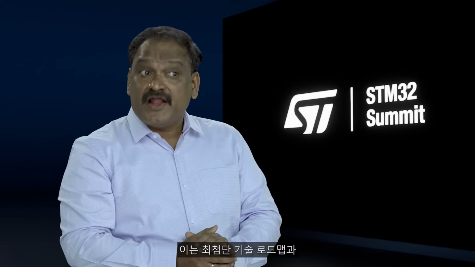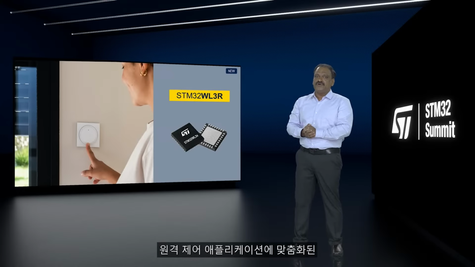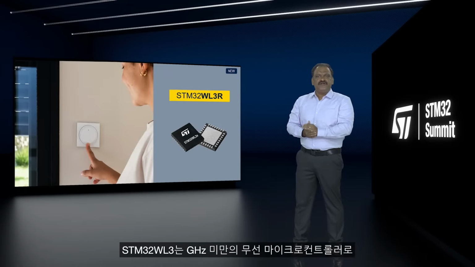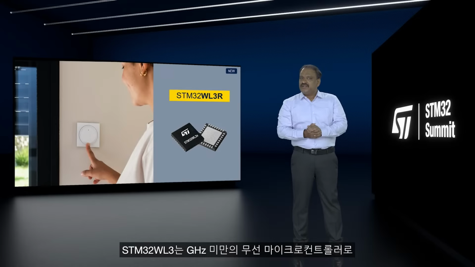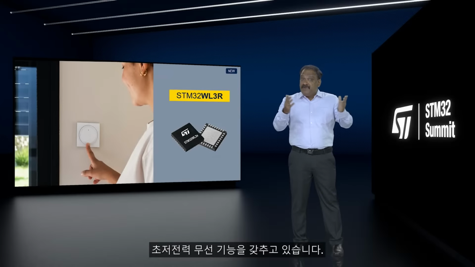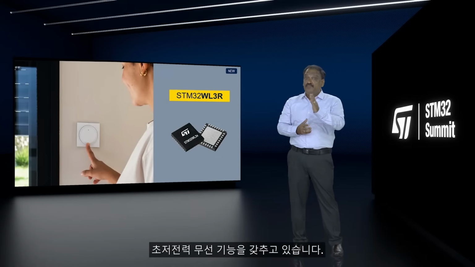This means a cutting-edge technology roadmap and manufacturing capabilities such as our own eNVM CMOS manufacturing roadmap below 40 nanometer, a rarity in the industry. And today, we are announcing a wireless addition, the STM32WL3R, a version of our STM32WL3 tailored for remote control applications. The STM32WL3 is a sub-gigahertz wireless microcontroller with an ultra-low power radio widely used in metering applications, asset tracking, and more.